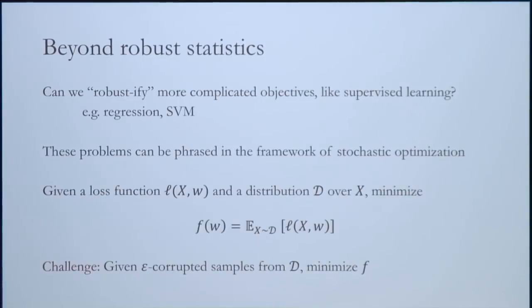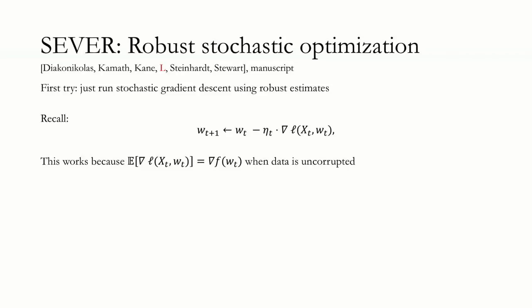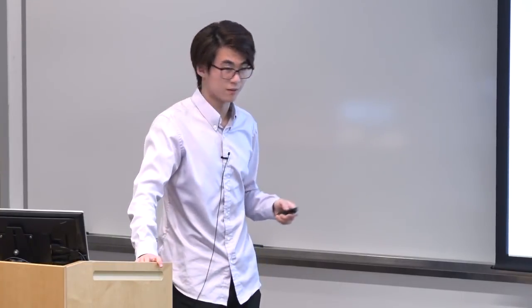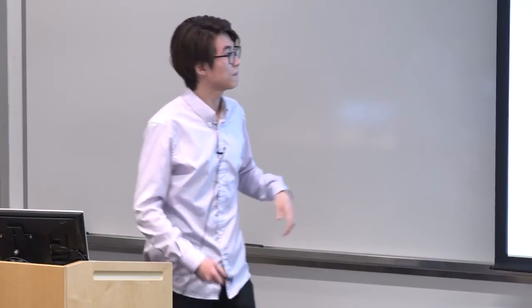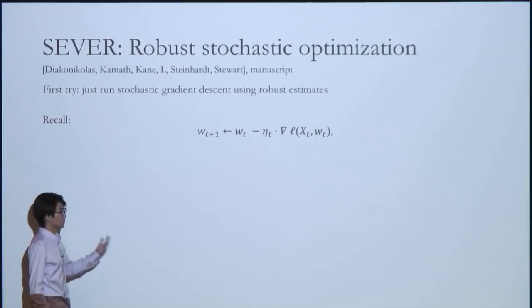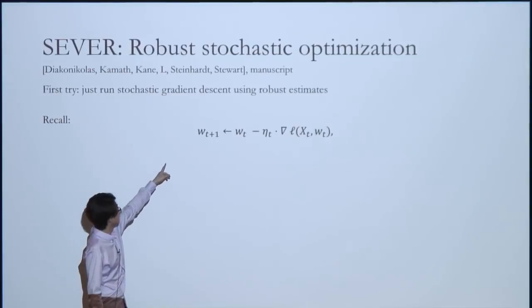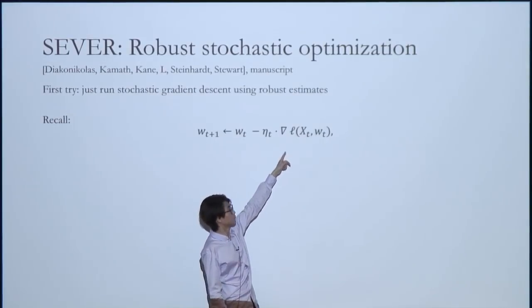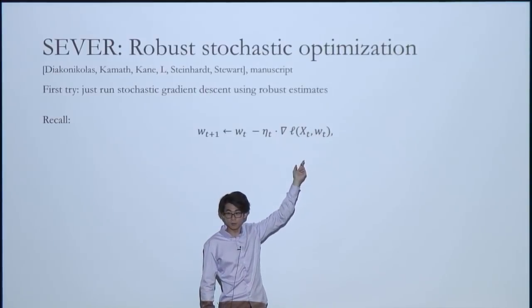Okay, so can we do this? And it turns out you can. And it actually builds on the techniques that we just developed. The first try that already works kind of okay in theory is the following. It just runs stochastic gradient descent using robust estimators. So what do I mean by this? Recall SGD, which works quite well in a lot of settings. It's an iterative method. I have a current model, WT, and I update it: WT plus 1 is equal to WT minus the step size times the gradient of a fresh sample, XT, at my current model, WT, right?